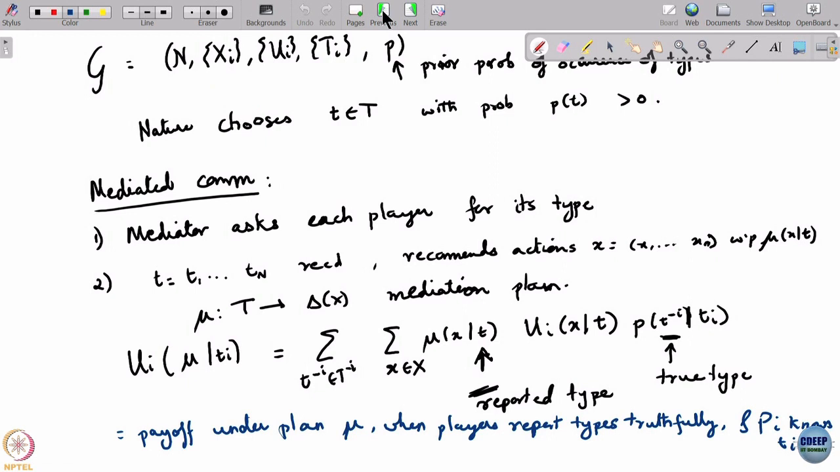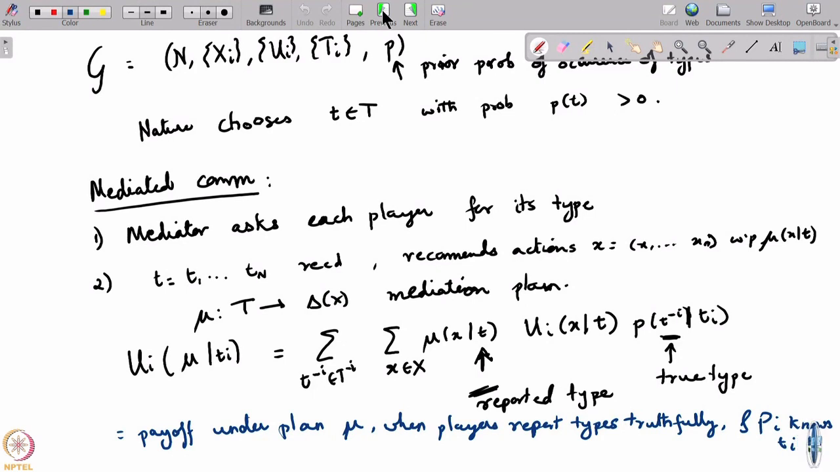So, what is happening here? Essentially, think of the problem of designing a mediation plan, okay. If you wanted to design a mediation plan, you have to tell players what to do, but then what you need to tell them depends on what they tell you, right. It just seems impossibly complex: how could you tell someone what to do when they could in fact lie. Fundamental to all of this is what is called the revelation principle. Revelation principle essentially says that you can bring this all down to players revealing their types truthfully and then obeying whatever you say.